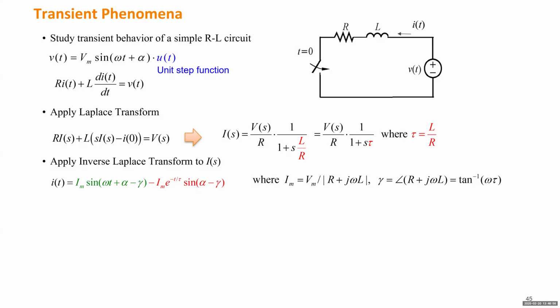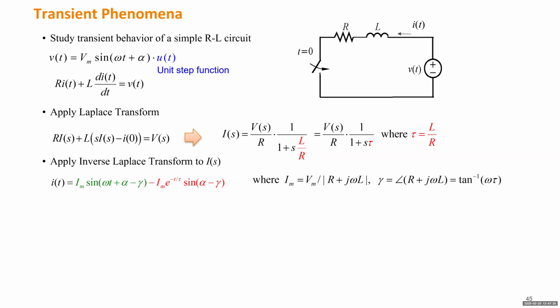And the second one is also a function of time, but it's an exponential function. This negative sign indicates this is a decaying exponential function. So the first one will be the steady state waveform. The second one will be the transient dynamic. So the first one will be the steady state component. The second will be a transient component, which is actually a DC component.